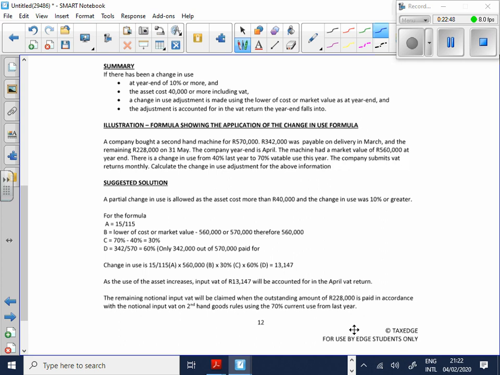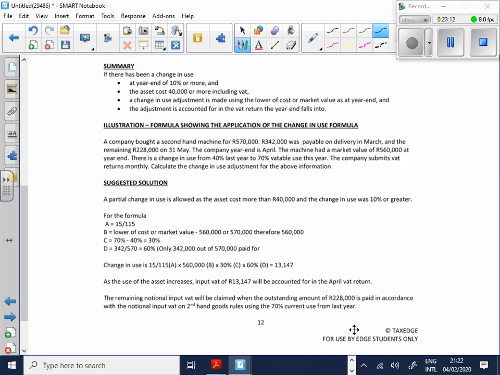Okay. Are you guys comfortable? Times 60% here, because it's fixed, you can only claim based on what you've already paid. Second-hand goods from a non-vendor. Second-hand machine from a non-vendor, I can only claim limited to payment. So I've only paid 342 so far, therefore I've paid 60%, therefore I can only adjust 60%.